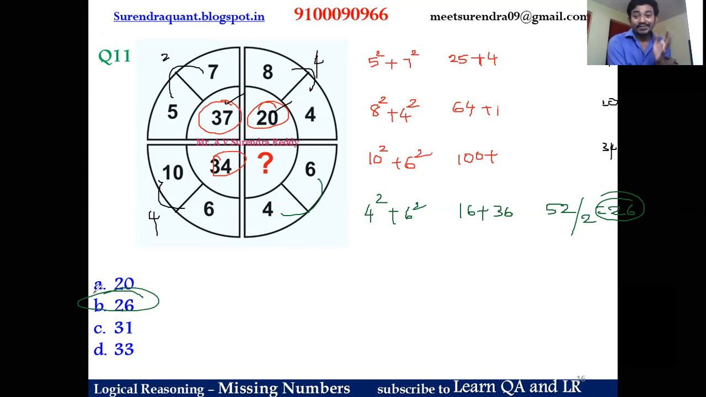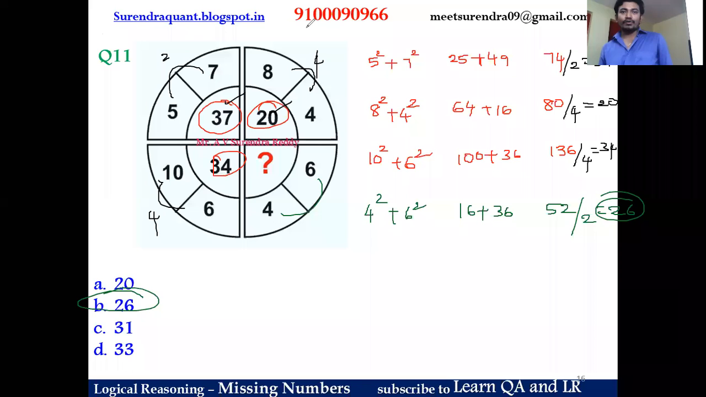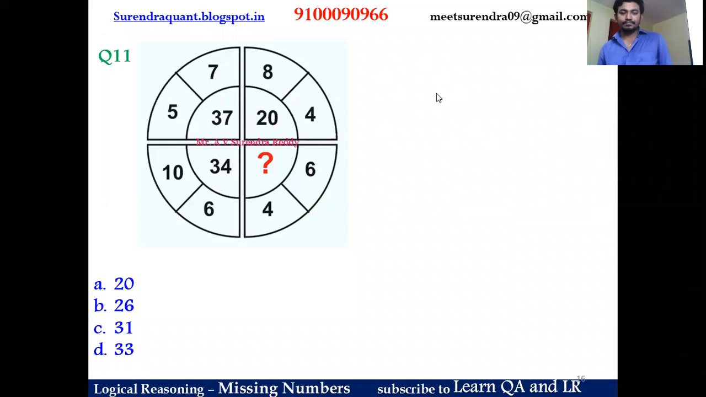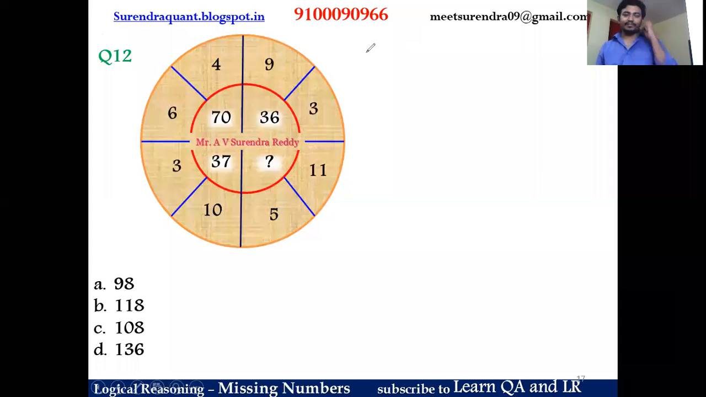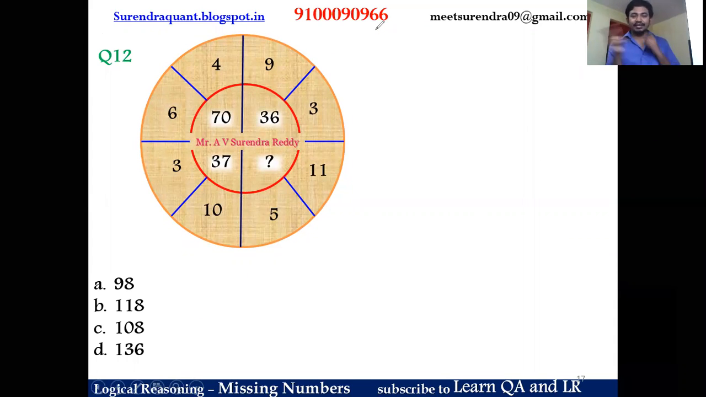As I told you, we will gradually increase the difficulty level. See, some fantastic questions are yet to come in this discussion. So let us go for question number 12, friends. Yeah, another paired segment question. 6, 4, 70 in one segment. 9, 3, 36 in another segment. 3, 10, 37 in the left bottom segment. 5, 11, then what? Pause the video, try, if not, watch this.